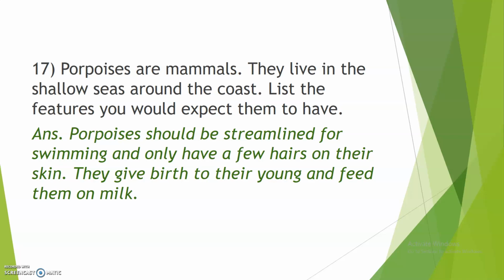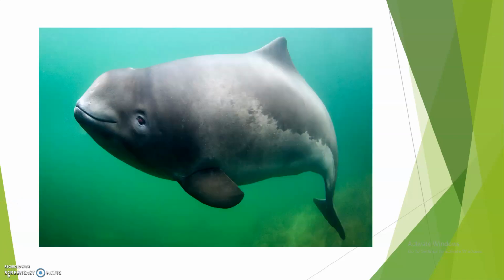Porpoises are mammals. They live in the shallow seas around the coast. List the features you would expect them to have. Answer: they are mammals, so you can simply guess their features, right? Porpoises should be streamlined for swimming and only have a few hairs on their skin. They give birth to their young and feed them on milk. So these may be the features of porpoises. Now, here I will show you the diagram of porpoises. You can see it. They give birth to their young ones. They feed their young ones with milk. Their body is streamlined, so it helps them for swimming.